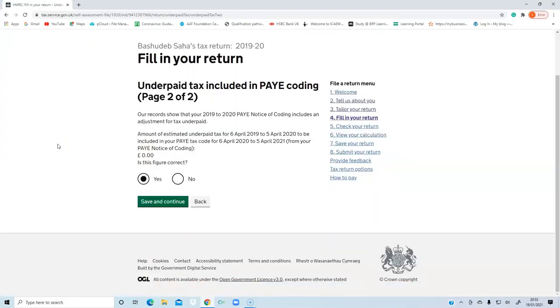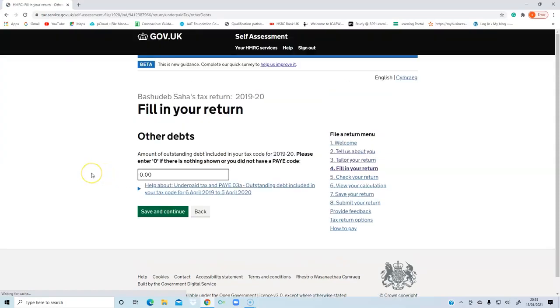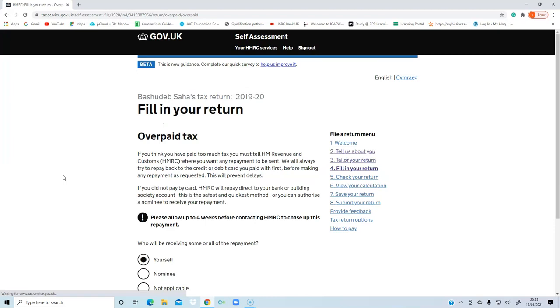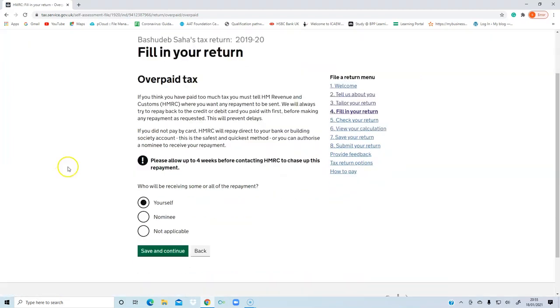We have the same question again for the PAYE coding. Is this figure of zero correct? We said yes, the figure should be zero. We have no problem with that. After that, we have any other type of debt. We said no, we don't have any other debt. Sometimes the council gives you an earnings attachment or a different type of debt. If you have any, you can include it here. If you don't have, you don't have.